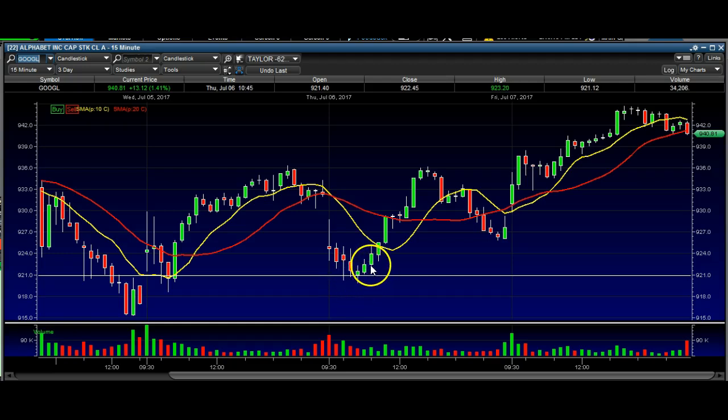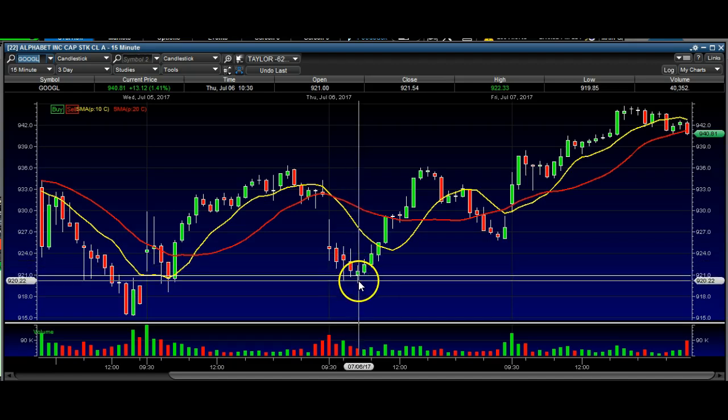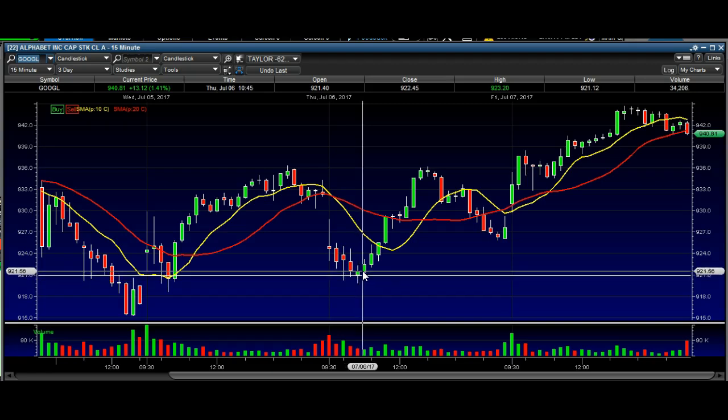So the stop is about, we entered right around, let's see, the close of this candle is 922.45. All right, 922.45 on Google is where we entered. The low of this candle right here, which is the stop, is 919.85. So 920 to 922, it's about $2.50. All right, it's about $2.50 is that stop.